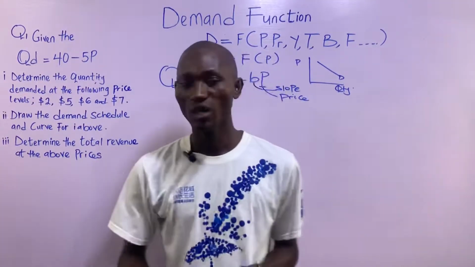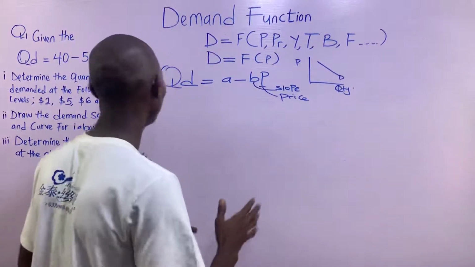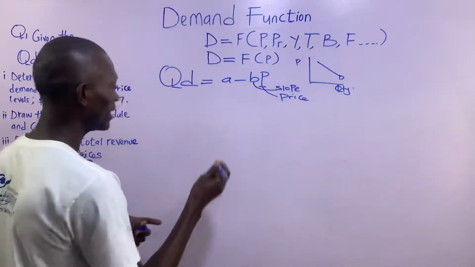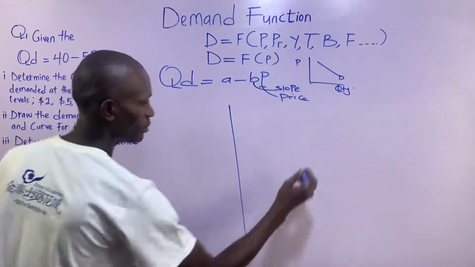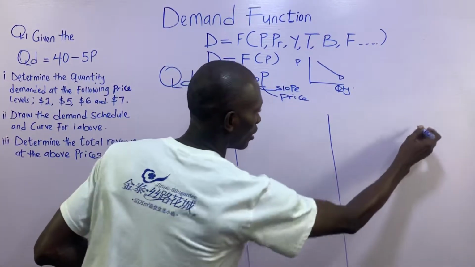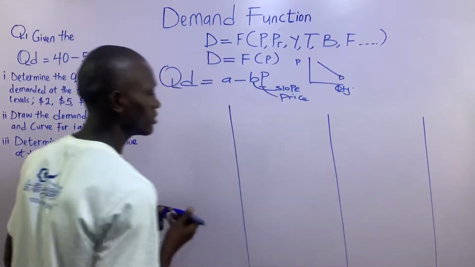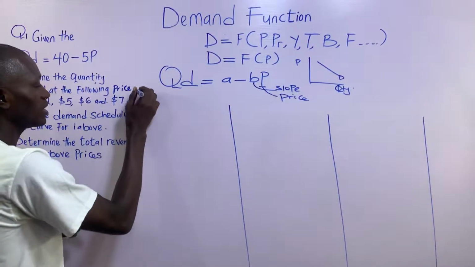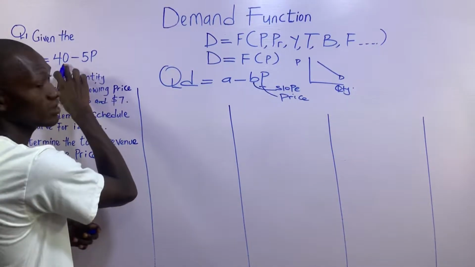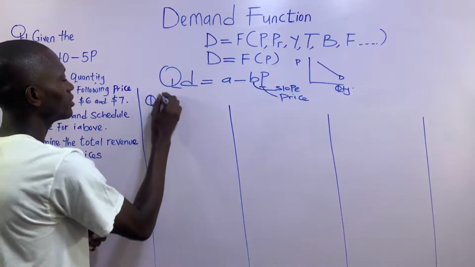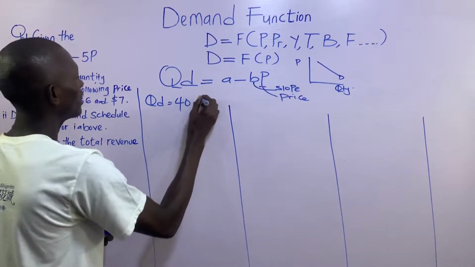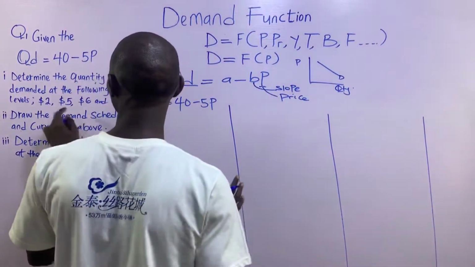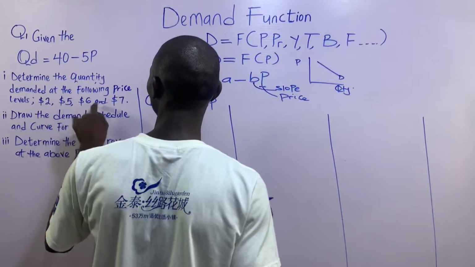So let's get down to doing justice to that. Determine the quantity demanded at the following price levels. Now let's divide the board so that we'll be able to do justice to that. We have a demand function given as QD equals 40 minus 5p. That's the demand function for the consumer in question. Then we have to determine the quantity demanded at these respective prices.